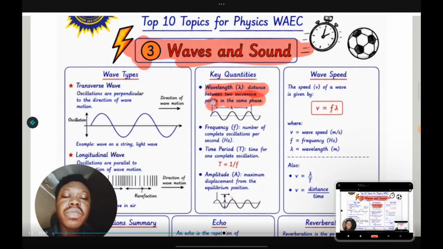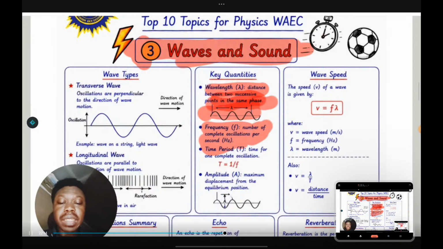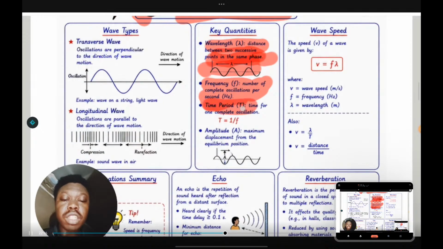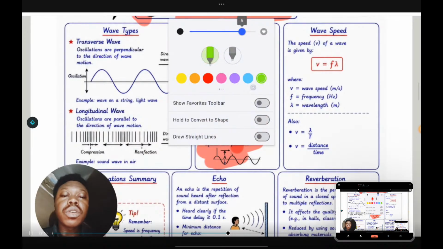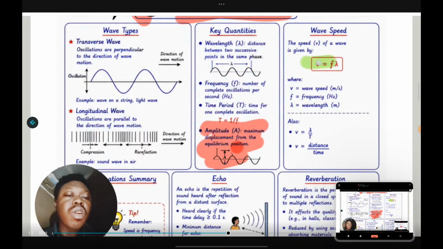Wavelength is the distance between two successive points in the same phase. Frequency is the number of complete oscillations per second. And time, which is the period, is the time taken for one complete oscillation, given as 1 divided by frequency, because frequency and period are inversely proportional to each other. Then we have the amplitude, which is the maximum displacement from the equilibrium position. Is that clear?